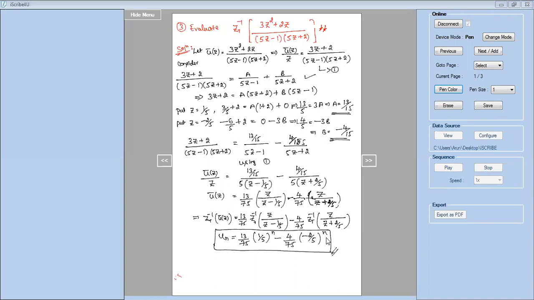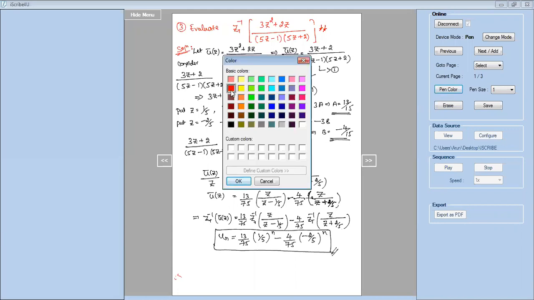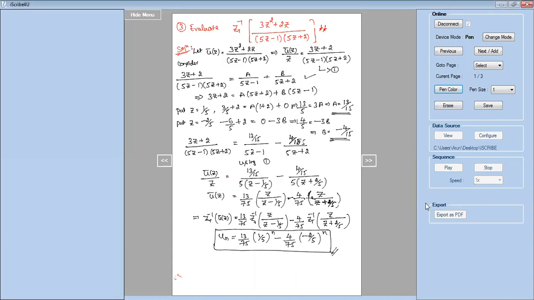So this is how we can find the inverse Z transformation of any problem here. Right? So this is how we can solve. So in the same way, there is one more problem. That problem, I'll give it to you. So you should try at home because it is a similar problem, similar to the first three problems.